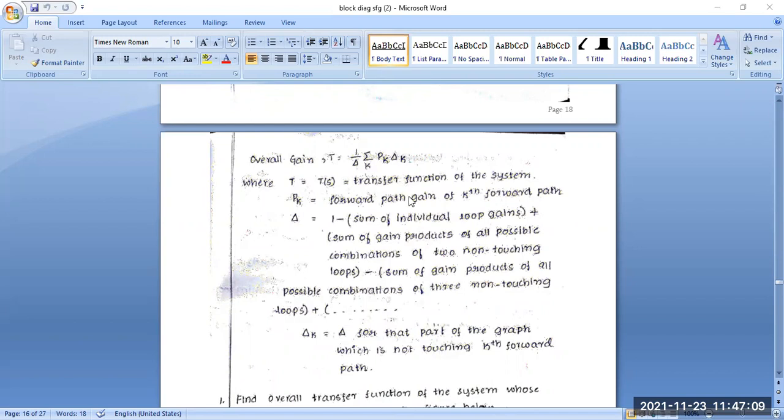Here you can see, first we have to calculate the sum of individual loop gains, that means single loops. All of you remember, first we start with the negative sign, that is 1 minus the sum of individual loop gains, then positive. This positive means the sum of all two non-touching loops, then again minus the sum of gain products of three non-touching loops, then again plus the sum of combinations of four non-touching loops, and so on. This process continues. This is basically the calculation of the delta.